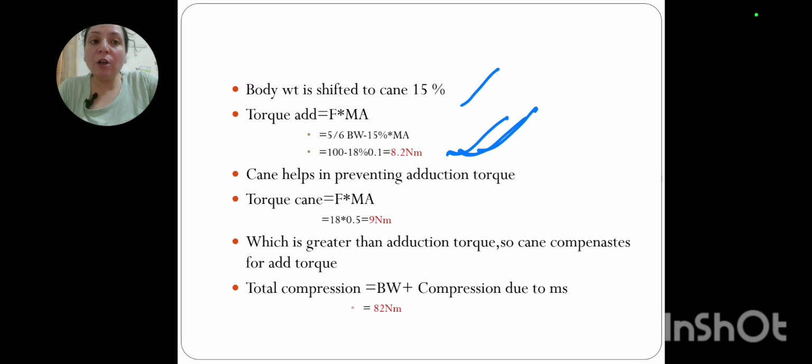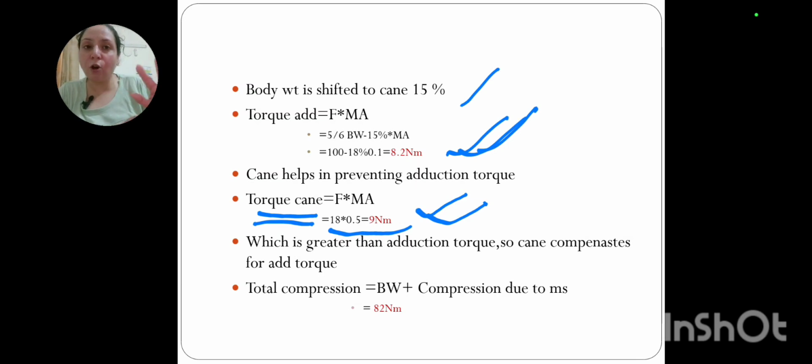Now let us see how it is compensating. The torque of the cane: the cane is producing a force into a moment arm. That is the force which is 18; the 15% of the weight was acting on the cane. 18 multiplied by 0.5, the distance at which the cane was kept, the moment arm, came out to be 9. Now we see that this cane torque is more than the adductor torque, so it nullifies the muscle contraction. There is no abductor torque here when we take the cane to the contralateral side.